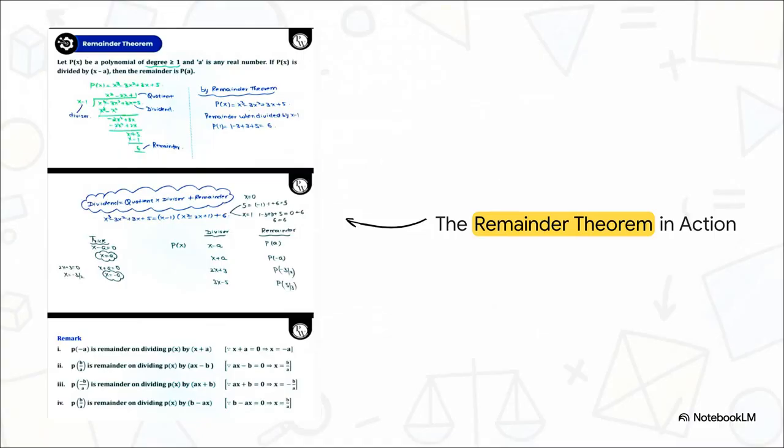This right here is honestly one of my absolute favorite shortcuts, the remainder theorem in action. It basically says that if a polynomial, let's call it p of x, is divided by the linear factor x minus a, the remainder is just the polynomial evaluated at a. So calculating p of a gives you the exact remainder, and you completely bypass the total torture of long division.